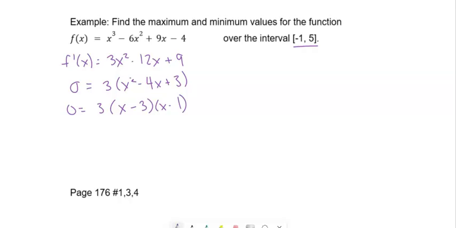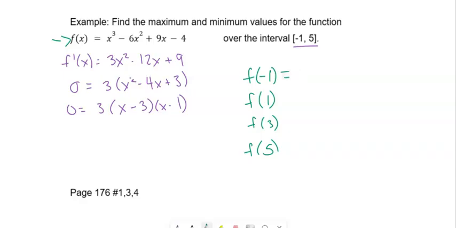Okay, there are my critical numbers. Now I'm going to find the value of the original function at all of these different possibilities. The lowest x input is -1. Then I have a critical number of 1, another critical number of 3, and then the maximum in the interval is 5. And so I would just calculate this. I put this all in.